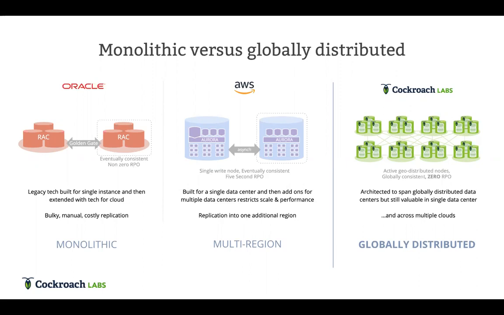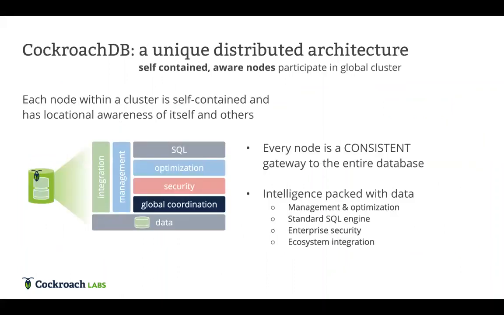So just to give context, using some existing technology of how these things work, I'll jump into how we are architected. CockroachDB is unique in its architecture in that each node, as I noted before, is a single instance of this database. Every node that participates in this global cluster is a single consistent gateway to the entirety of the database. But every node you could think of as just a database. It comes with everything that you need.